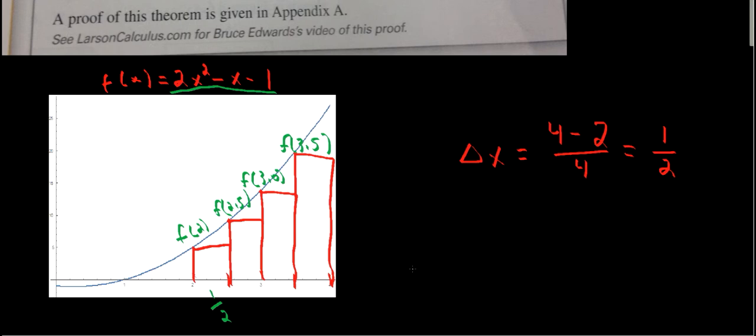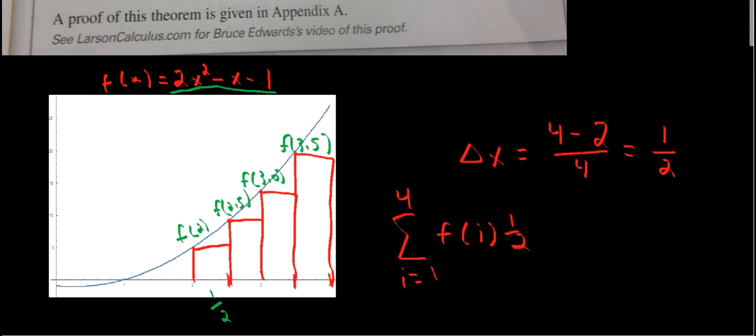So we know our summation is going to go from I equals 1 to 4. We have 4 rectangles. We have 4 iterations of adding together. And we're going to have some function f of x times 1/2 that is actually going to be some function of I, times 1/2.